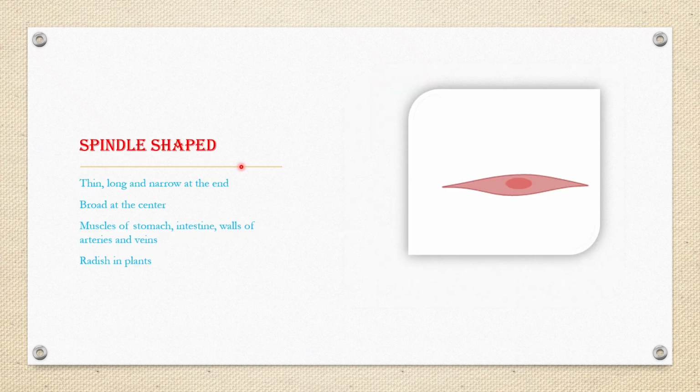Next is spindle shaped. See here, both tips are very narrow, and here in the center it is broad. These types of cells are found in the muscles of the stomach, intestine, and walls of arteries and veins. And if somebody is asking about plants, radish, beetroot, etc. are the best examples.